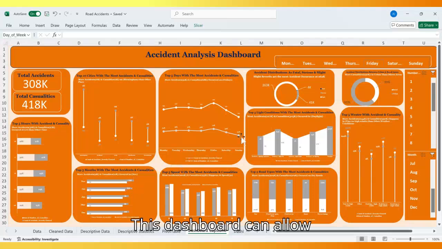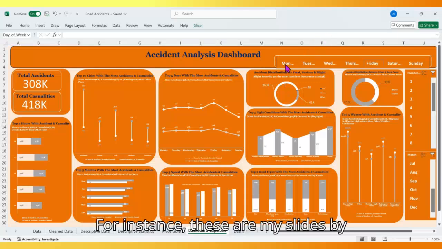This dashboard allows more drill downs because it includes slicers for filtering the data by month, day of week, severity, and weather condition. This is to allow users to drill down to specific patterns or time periods of interest.